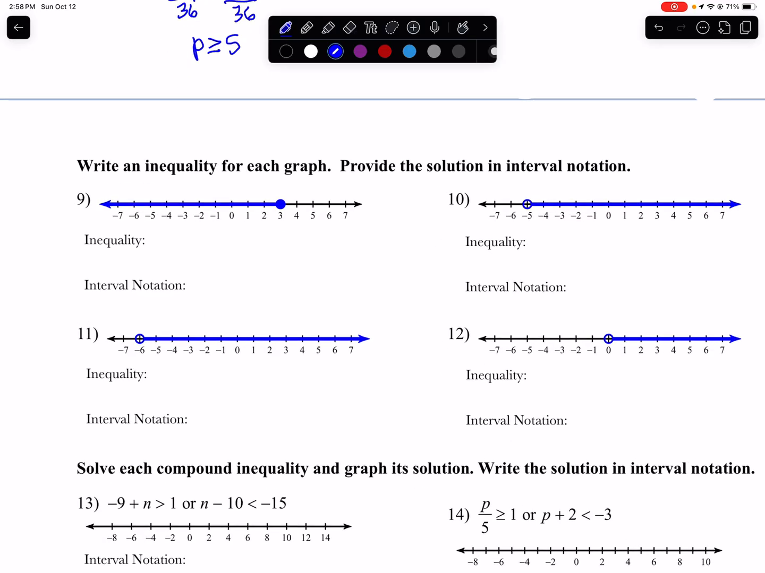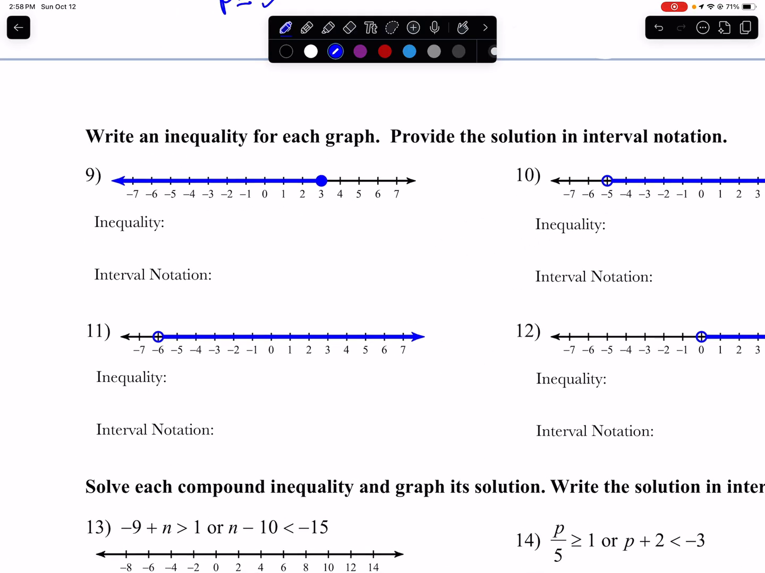Now let's take a look at these. If you're given the graph, you can write the inequality. So we're going to take this arrow and include that. Now it's filled in. Okay, so we're going to write x and then the number we're at. And that's all you have to do for the inequality, because x is less than or equal to 3. And then we would use negative infinity up to 3. Okay, remembering we always use parentheses with the infinity next to that.